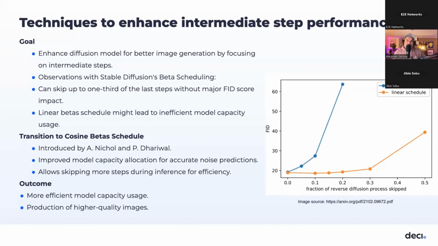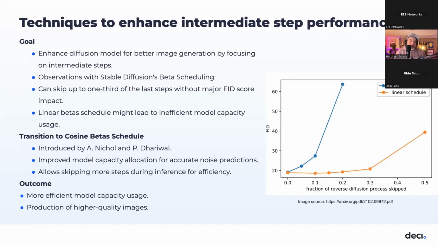And so we switched to a cosine beta schedule. The cosine beta schedule was pioneered by A. Nichol and P. Dhariwal in a paper called Improved Denoising Diffusion Probabilistic Models. Using this technique, we're able to better harness the model's learning capabilities.